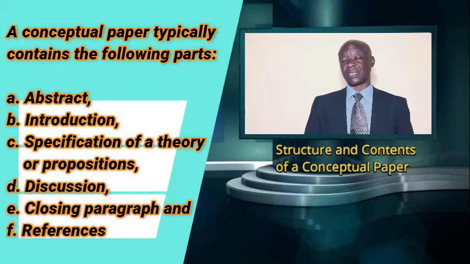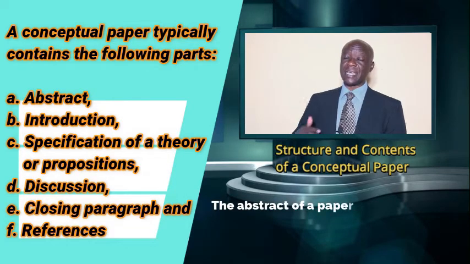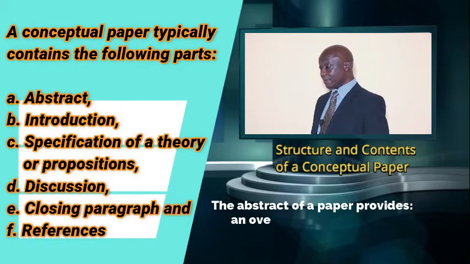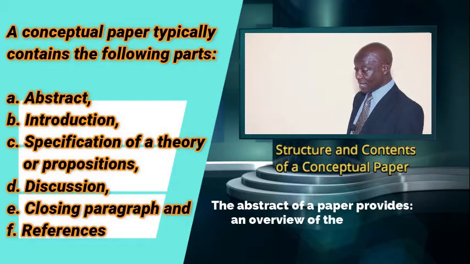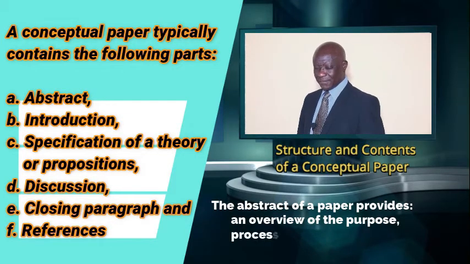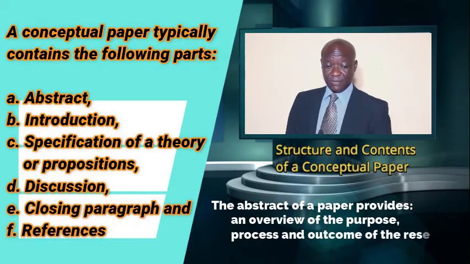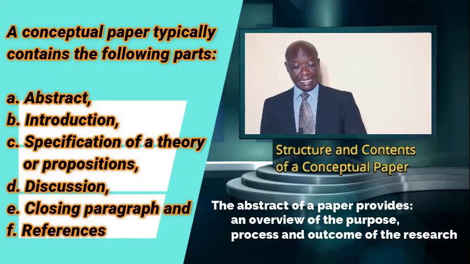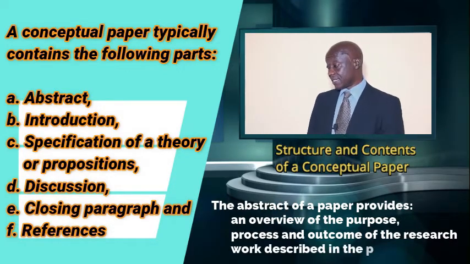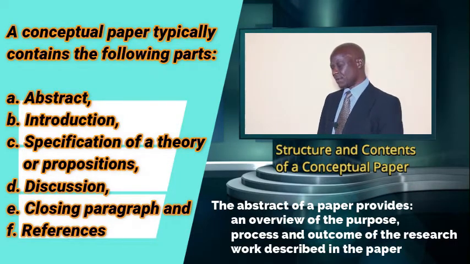Now, in the abstract, ladies and gentlemen, the abstract of a paper provides an overview of purpose. An abstract of a paper provides the process and outcome of the research work described in that particular paper. And it is provided as a distinct part of the paper, and it is separated from the rest of the paper text, ladies and gentlemen. So the abstract will always be there.